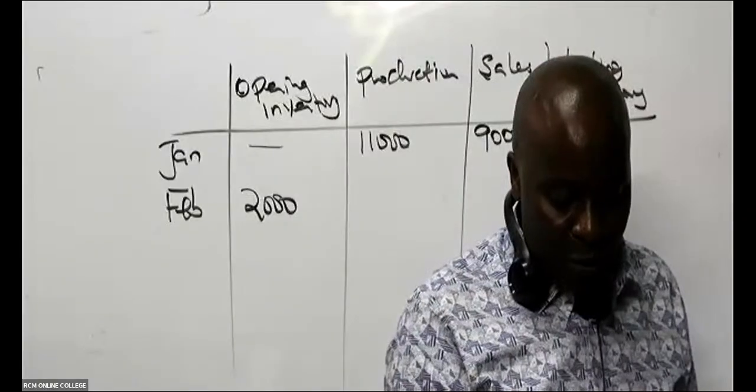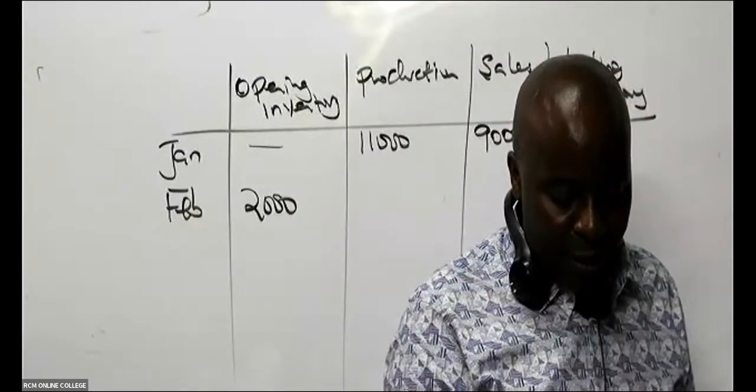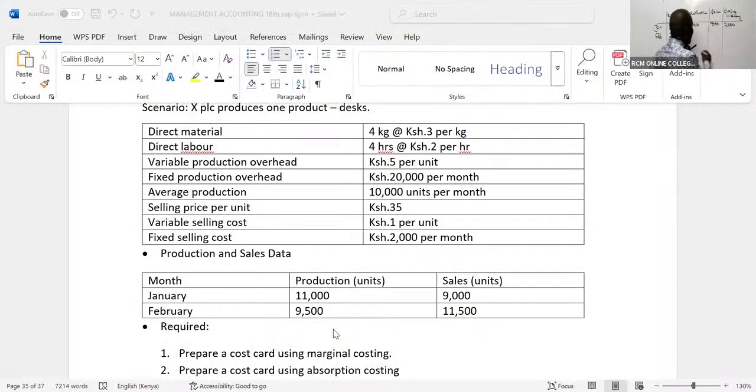Are you able to see how many we produced in February? How many do we produce? 9,500, isn't it? Yeah. So in this case here, the quantity available for sale will be 11,500. Because to get quantity available for sale, you look at what you started with plus what you produced in the period.